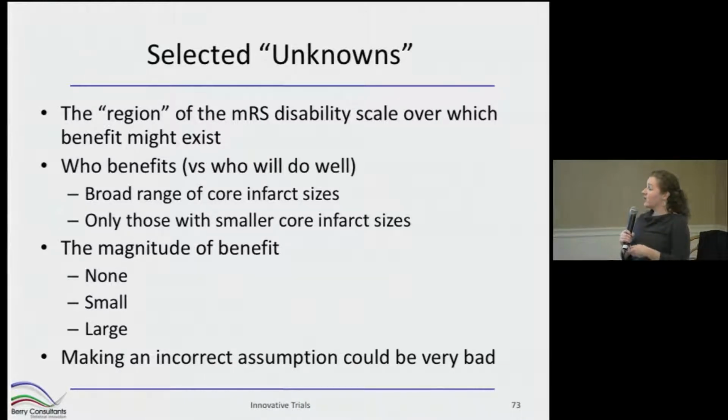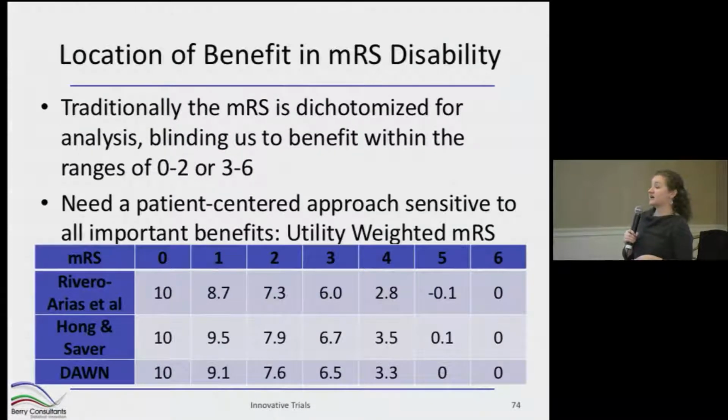So for all of these questions, if we were to just make an assumption and say, okay, we're only going to enroll patients who have the small core infarct sizes, that would be making an assumption. And if that assumption is incorrect, that could have consequences for the trial, that maybe the device is beneficial and we just picked the wrong population. So what we have done instead is designed a trial that's going to look at all of those factors. First of all, we're going to talk about that first one, the MRS scale.